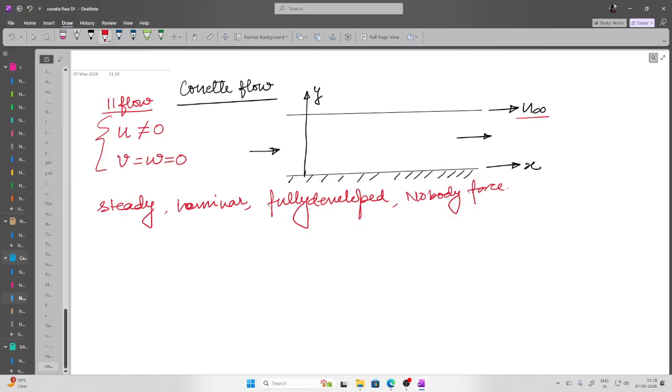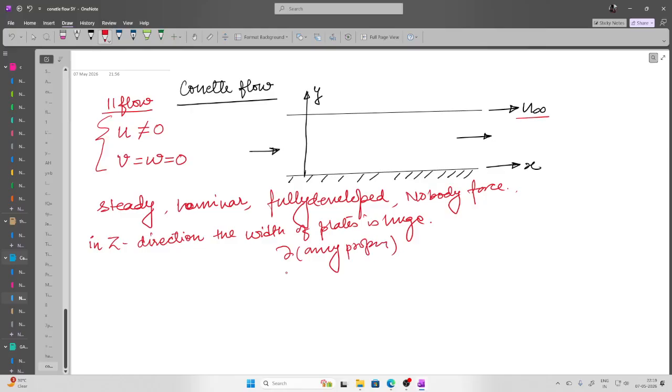That means the spacing is very small. And one important assumption is that in the z direction, the width of plates is huge. So what does this particular assumption do? As the width is very large in comparison to the direction of flow, any property will cease to be a function of z. Why? Because the z direction is huge.